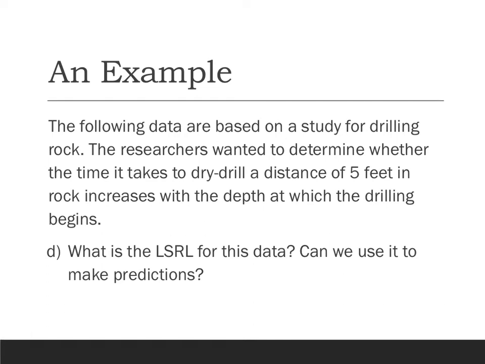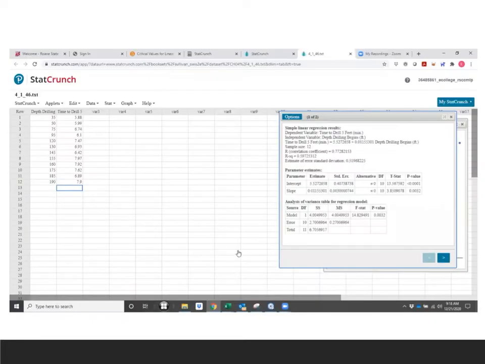So now we want to find out what is the least squared regression line for this data, and can we use it to make predictions? Well, we've actually already answered the can we use it to make predictions, because we have identified that there is in fact a relationship between these two variables. But we do need to use StatCrunch to see what that least squared regression line is.